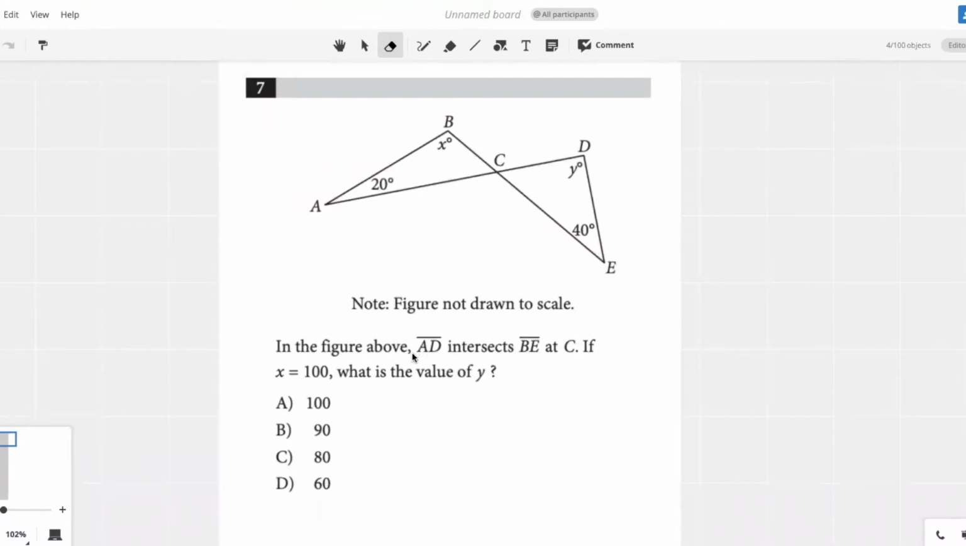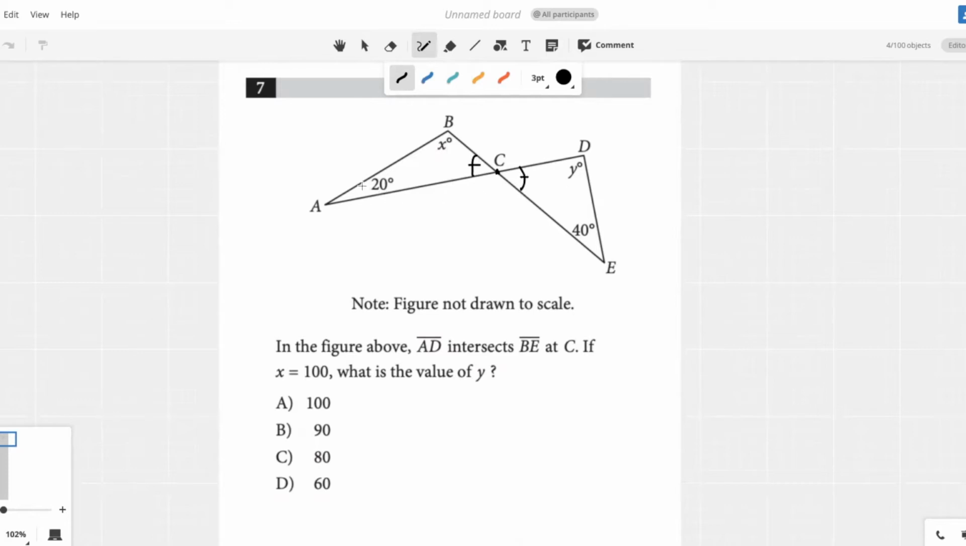In the figure above, line segment AD intersects line segment BE at point C. If x is equal to 100, what is the value of y? So we're given that this line segment intersects this line segment at point C. And we know from our properties of line intersects as well as our properties of angles that since these two angles are on opposite ends of this intersect, they are going to be congruent to one another.